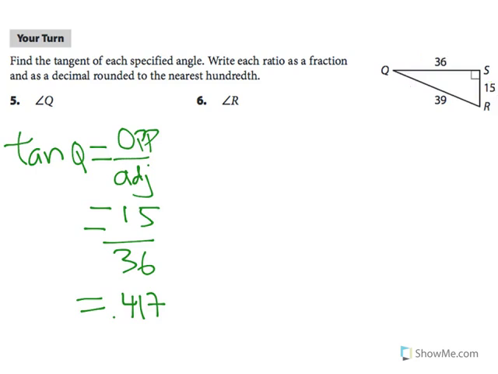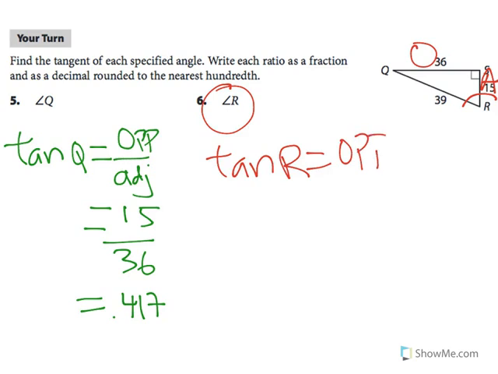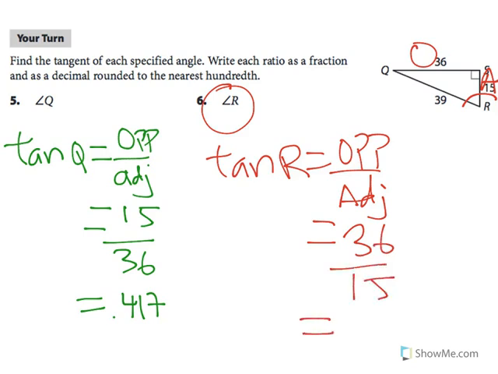Okay, and now we're looking from angle R. Angle R is this angle, so that's your opposite and that's your adjacent. So tangent of angle R is opposite over adjacent, which is 36 over 15. Continuing to use our calculator to reduce it to a decimal, this gives us 2.4.